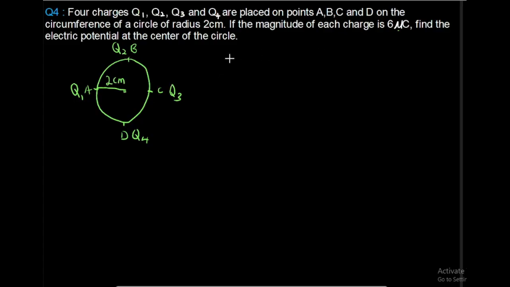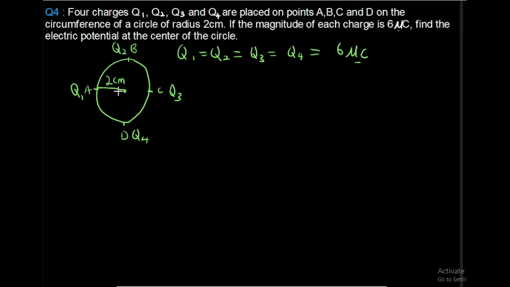So if the magnitude of each charge is 6 microcoulomb, it simply means Q1 has a magnitude of 6 microcoulomb, Q2 the same 6, Q3 6 microcoulomb, Q4 6 microcoulomb. So they are equal to each other. So we have Q1 equals Q2 equals Q3 equals Q4 equals 6 microcoulomb. All of them have magnitude of 6 microcoulomb. All right, now they said find the electric potential at the center of the circle.